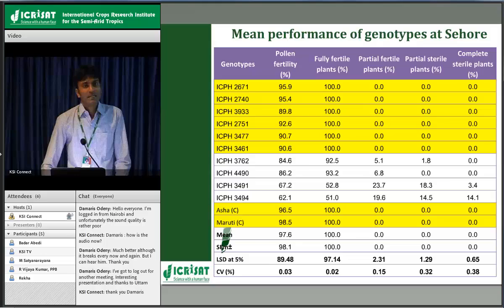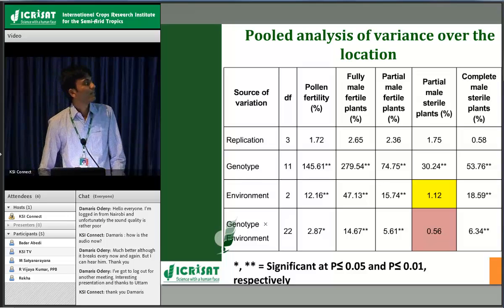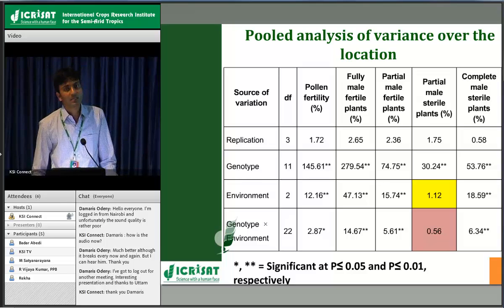Pooled analysis of variance over the locations showed that the genotypic difference was significant for all the characters, and the environment effect was significant for all characters except for partial male sterile plants. Therefore, the genotype by environment interaction was non-significant for partial male sterile plants.